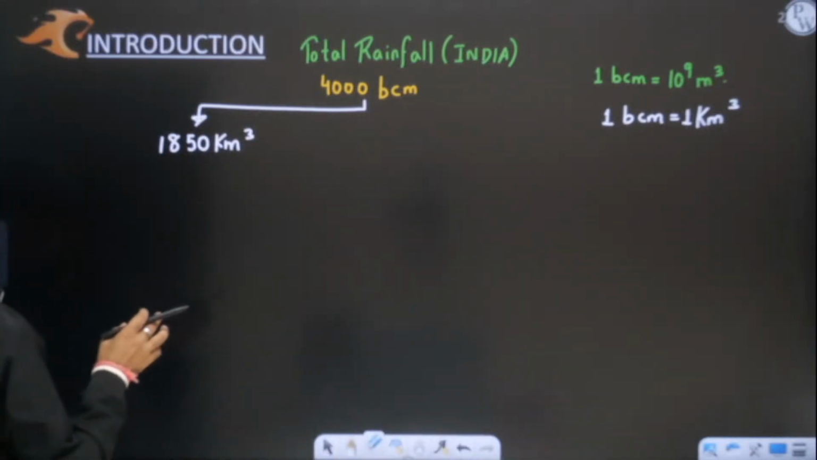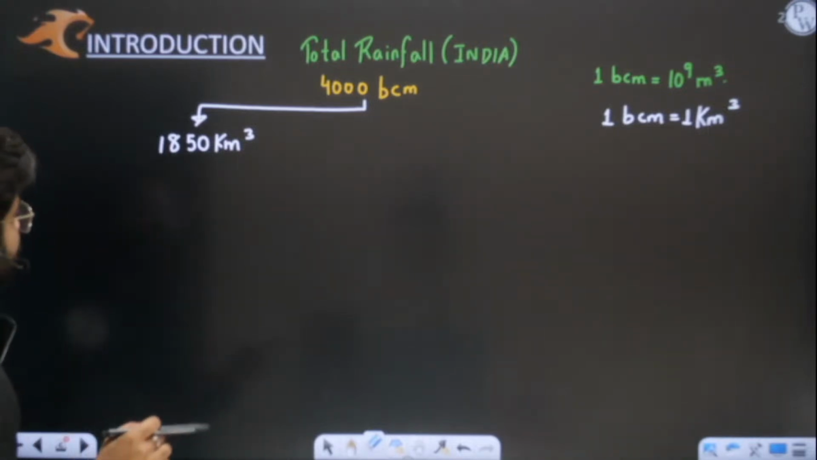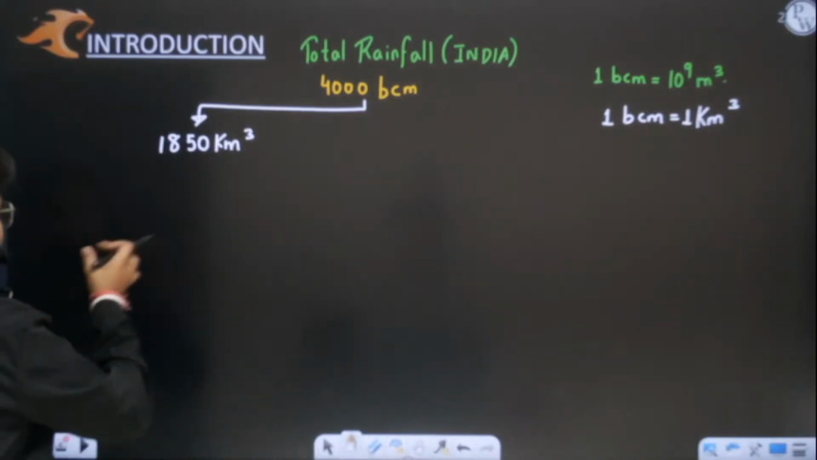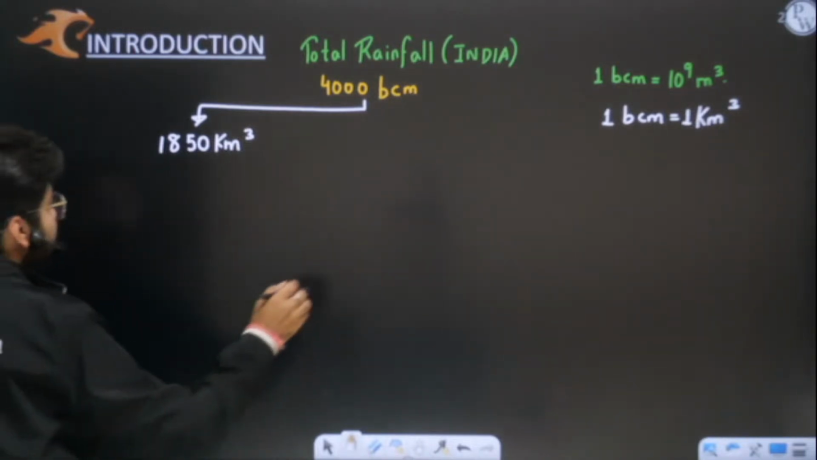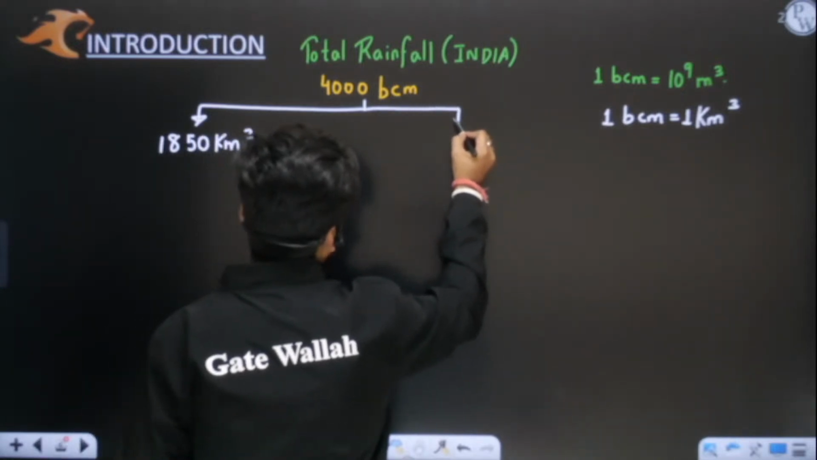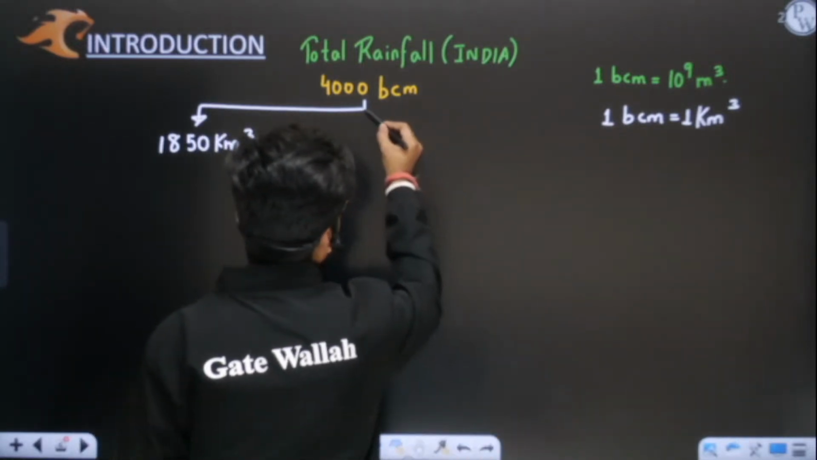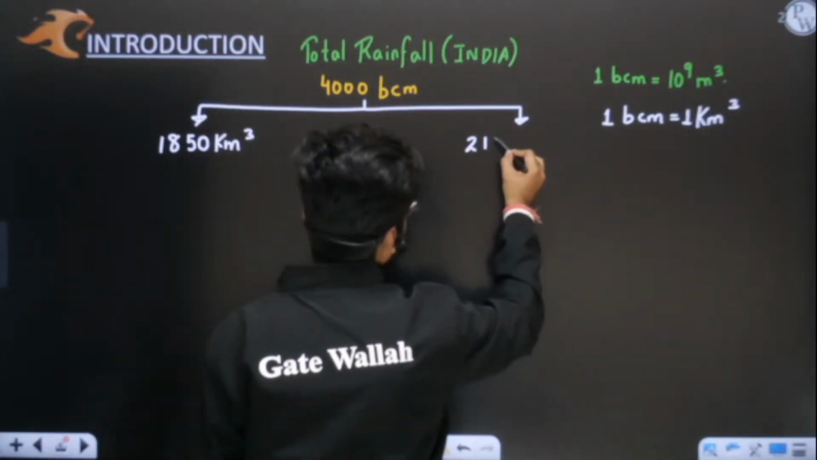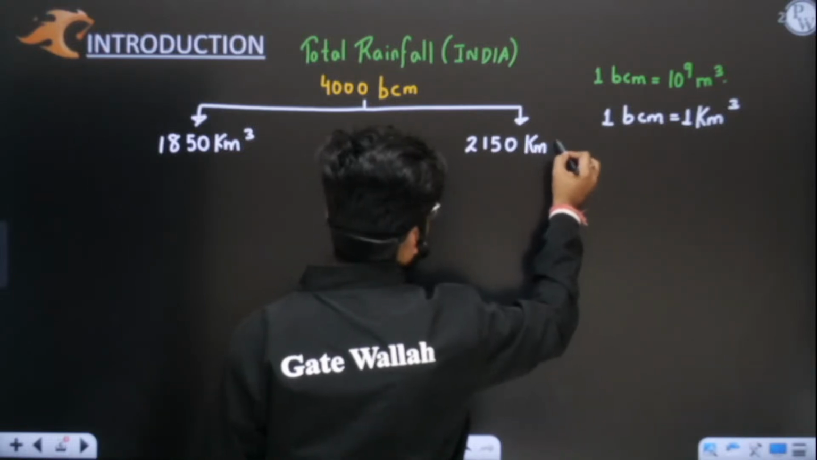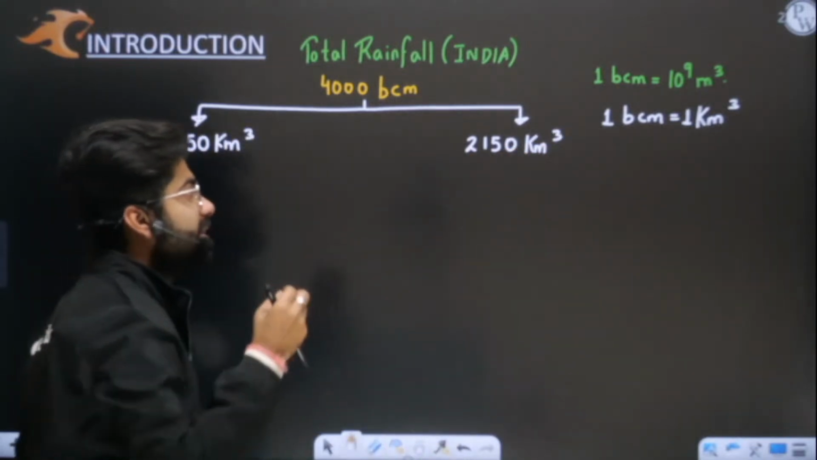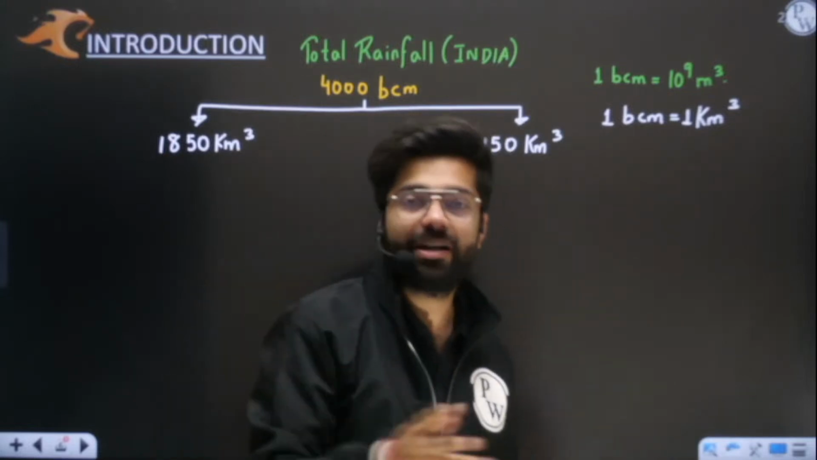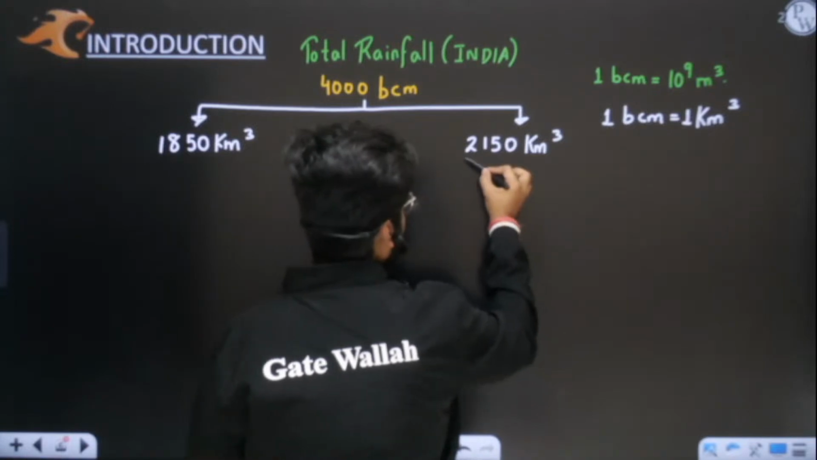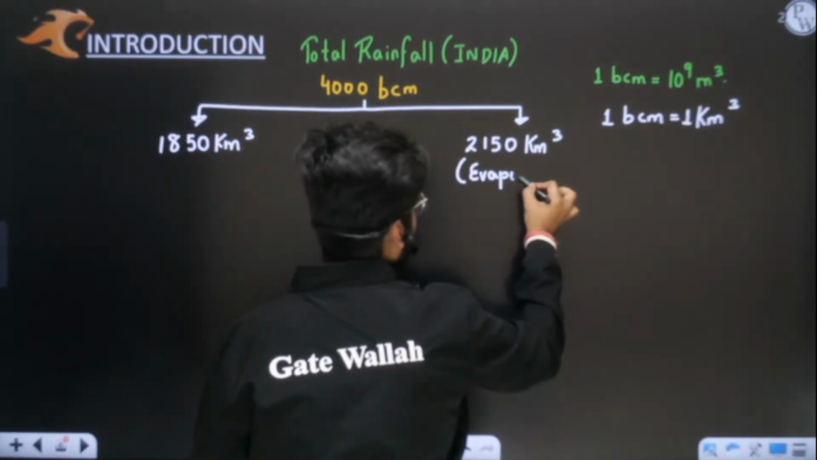Out of this 4,000 BCM or 4,000 kilometer cube, how much water is available for us? Only 1850. Rest 2150. How much water is left out now? If we subtract 1850 from 4,000, how much water we are left with? Only 2150 kilometer cube. So 2150 kilometer cube of water is being simply wasted in the form of evaporation. This is the water which is being evaporated. This water we are unable to tap.